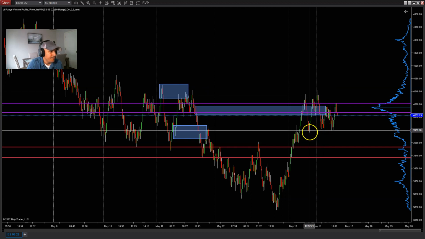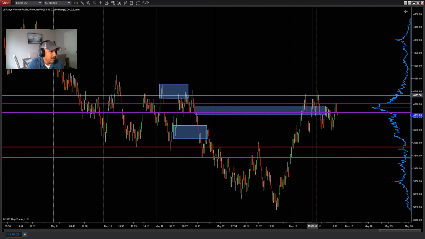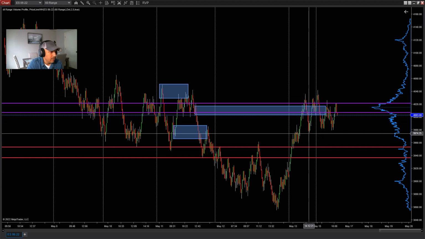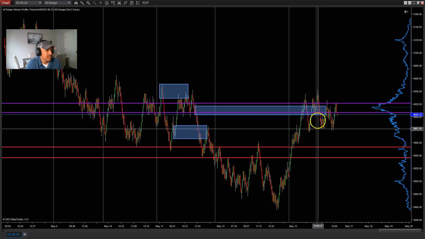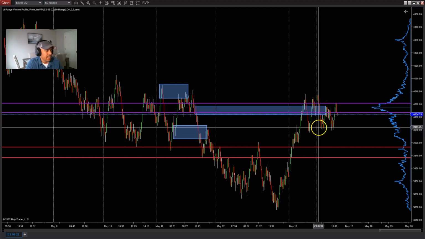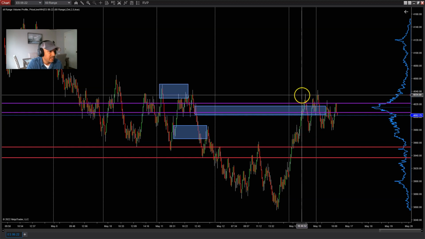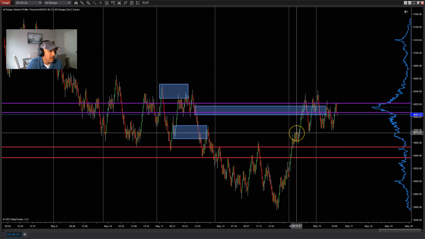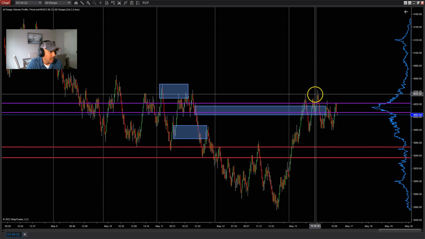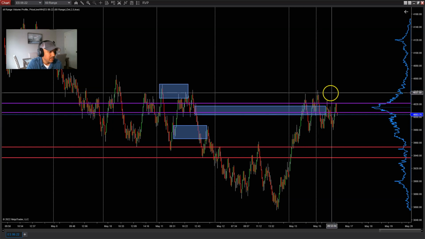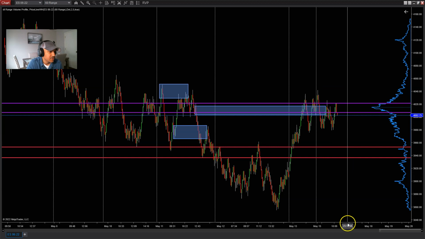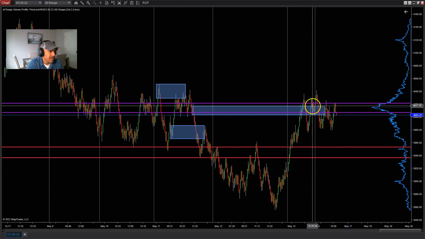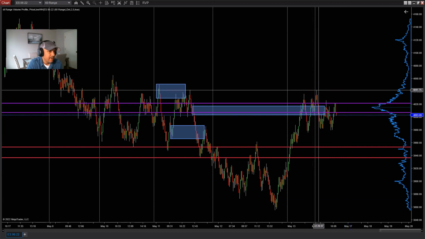We haven't broken below this area right here, so we have a swing to the upside, a pullback. This is off the 60 range chart, guys. Today's high is sitting up here at 40.41, a session high.